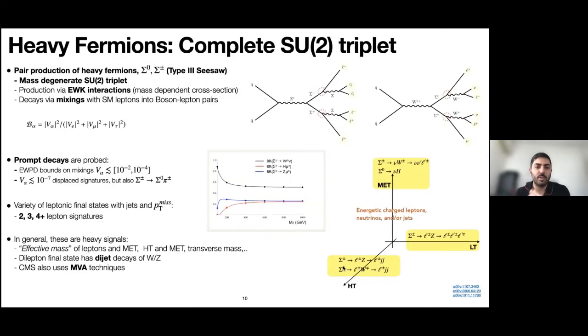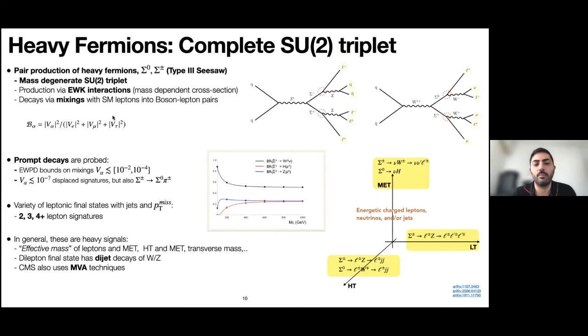Okay, now let's switch gears from heavy fermions that are singlets to SU(2) triplets. Such models within Seesaw are called type 3. So you now introduce a sigma 0 and sigma plus and sigma minus, as opposed to just a neutral particle as we did before. The most important difference of such models is that you get things that are charged under SU(2). So your dominant production mechanism is no longer the mixing, but the electroweak interactions.